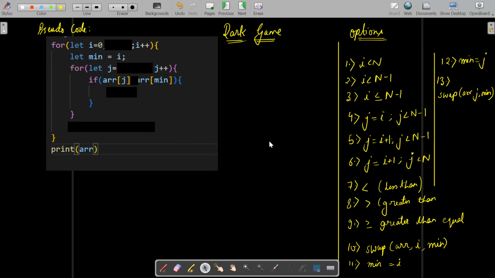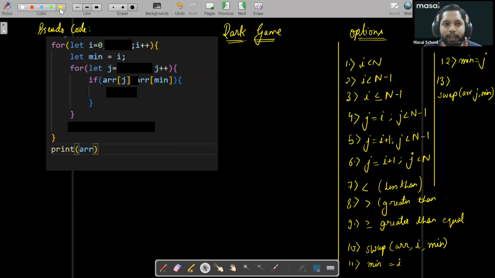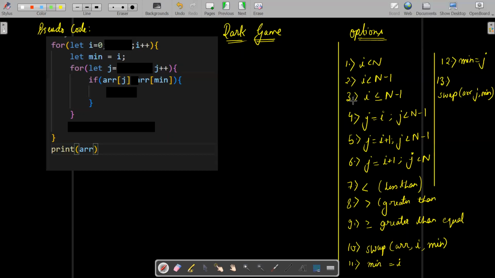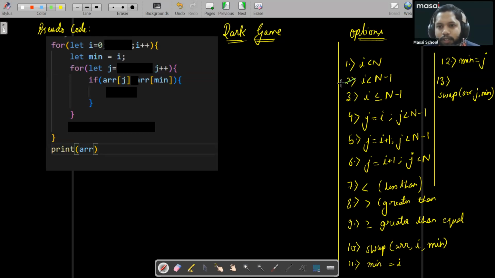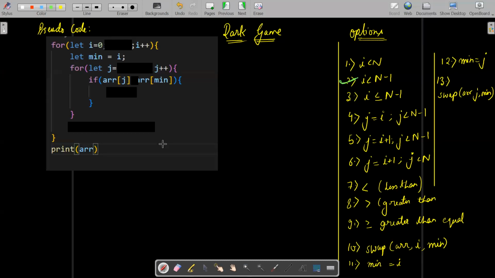Here we are initiating i equals 0, and we are going till i is less than n minus 1. So which option? Tell me the option. Second option. Are you sure? Yes, sir. What is the reason behind it? Because, sir, we have to go till the n minus 1 element to compare it with the last element.